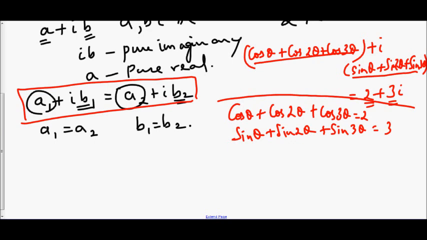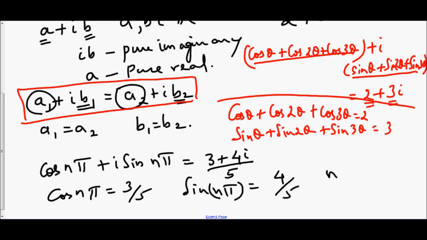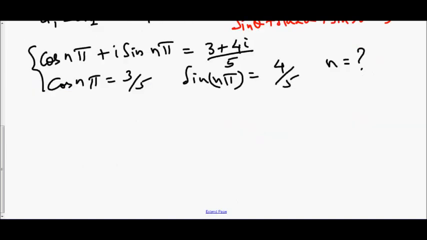Also, you can have some cases like cos n pi plus i sine n pi equals (3 plus 4i) over 5 maybe. Then you can say that cos n pi equals 3 over 5 and sine n pi equals 4 over 5, and therefore you can find what n is. So in these cases you are using this property where you equate the real parts and the imaginary parts.